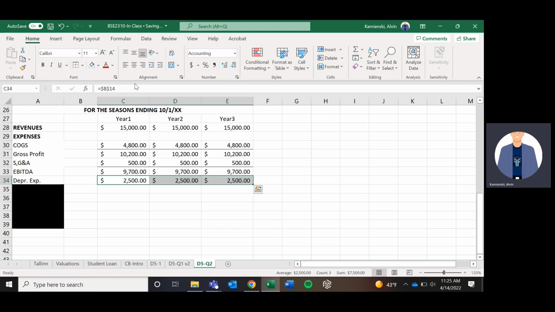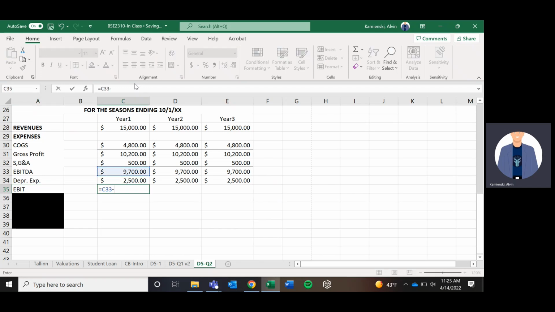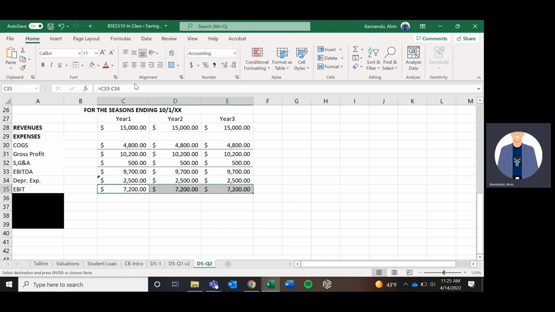So fix that reference, copy it across, so that you can then get yourself to EBIT, which once again is just 2 up minus 1 up, or EBITDA minus depreciation, which then if we copy and paste across, tells us he's making like $7,200, for which a bank could lend him and then charge him interest. In this particular case, we don't have any interest indicated.